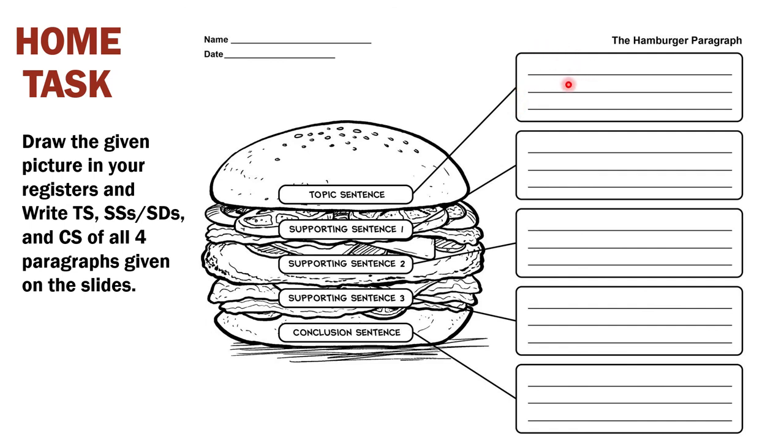what is the topic sentence in this particular paragraph, then what will be the supporting details: supporting detail number one, supporting detail number two, three, and finally the concluding sentence. Probably in some paragraphs, there can be only two supporting details. So it's up to you. Supporting details can be two, supporting details can be three.